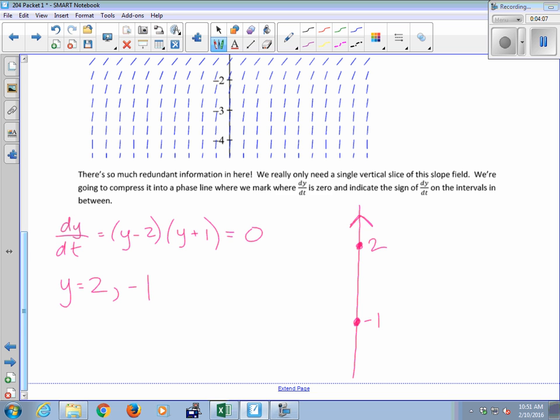All right, pick a value between negative 1 and 2. 0. Okay. If you put 0 in for y into the differential equation, do you get a positive or a negative value? Negative. So we put a down-facing arrow, because dy dt is negative there. All right, and then put in a value smaller than negative 1. Negative 100. That's going to be a negative times a negative, which will give you positive. So we put an up-facing arrow.